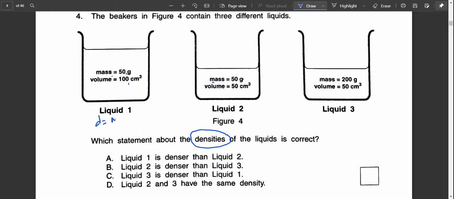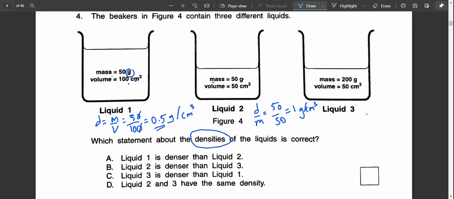Density is equal to mass over volume. Therefore, in this case it is 50 divided by 100. Therefore, you have 5 divided by 10, which is 0.5. And then don't forget the unit, just copy down the unit, gram, because mass is on top, over cubic centimeter. Then followed by this one, again, density is equal to mass over volume, 50 over 50, you should have 1 gram per cubic centimeter.